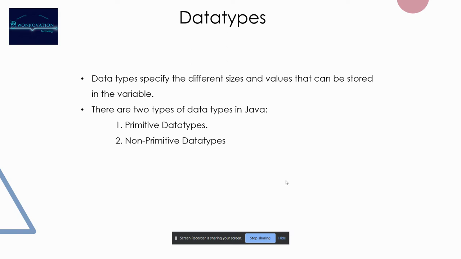Anything enclosed in single quotes represents character data. Numbers without fraction represent integer data. Numbers with fraction represent real data, and anything enclosed in double quotes represents a string.